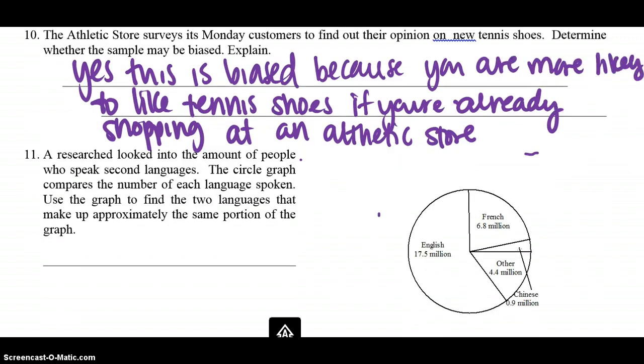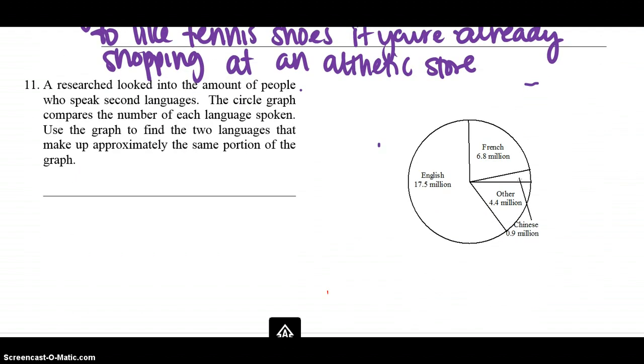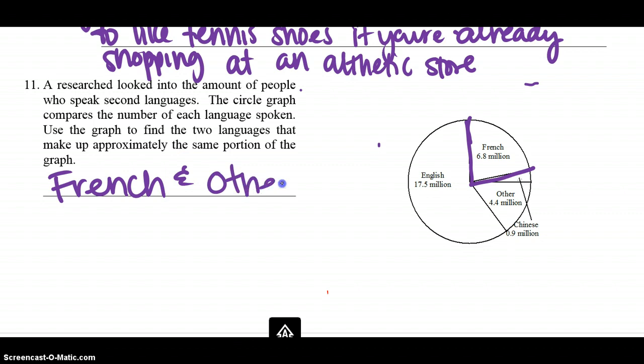All right, next one. This is the question that I said was a little tricky in class. There will be a question like this. It will be more obvious what the answer is on the test. It says use the graph to find 2 languages that make up approximately, which is pretty close, to the same portion of the class, on the graph. So it was looking for the answer of French and other. You could have said the combination of other and Chinese. On your test it will be much more clear what the answer is.